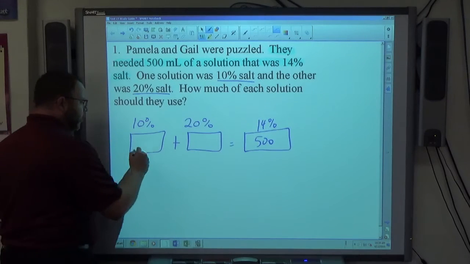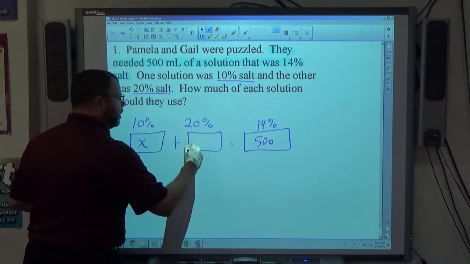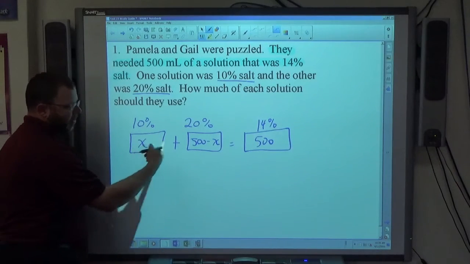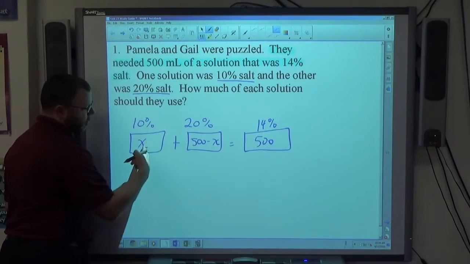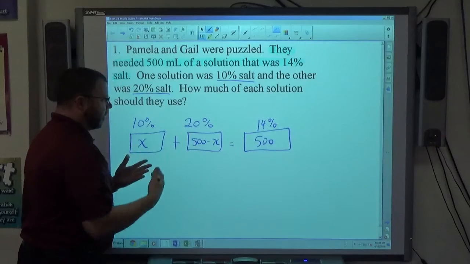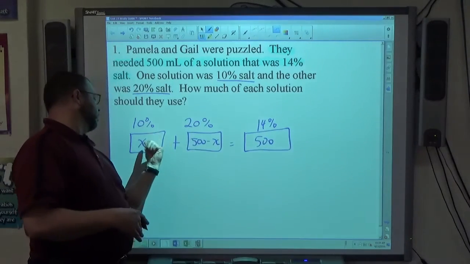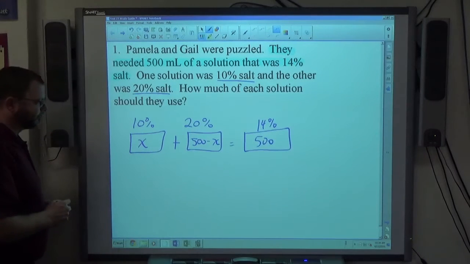So we make one of those amounts x, the other one's going to be what we're looking for minus x. So if this is 100, 500 minus 100 is 400, 100 plus 400 makes 500. So that's how we do this. We know the total we want, total minus what we've already used is what's left over for the second one.